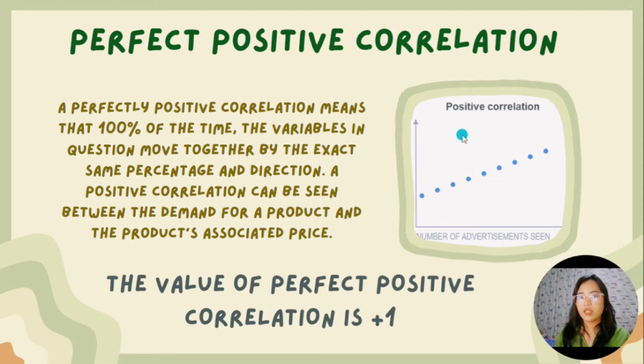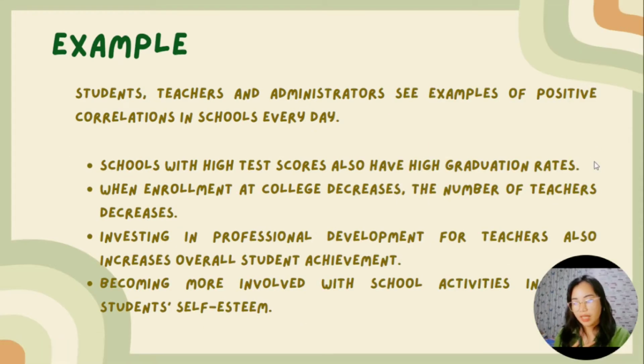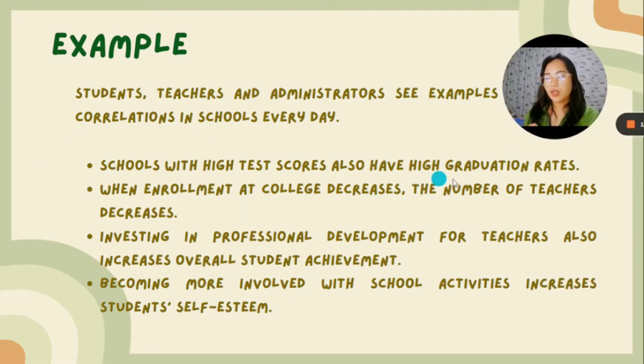If you plot it in a graph or in a line graph, this is how it would look. Other examples of a perfect positive correlation between two variables: schools with high test scores also have high graduation rates. Of course, if the schools have high test scores, then the students studying in that school will graduate, most of them. So the school will have high graduation rates.